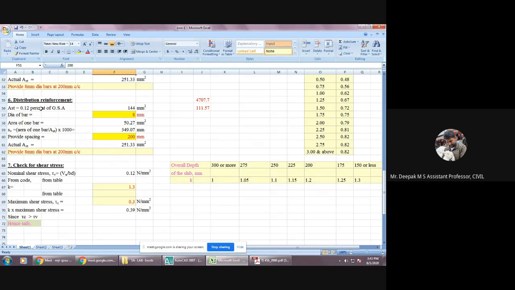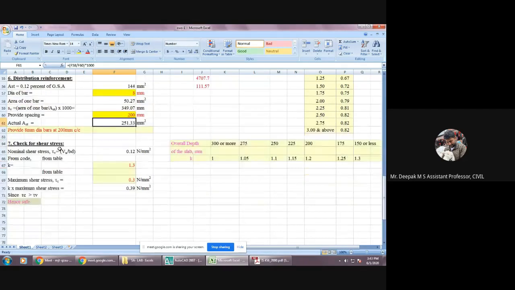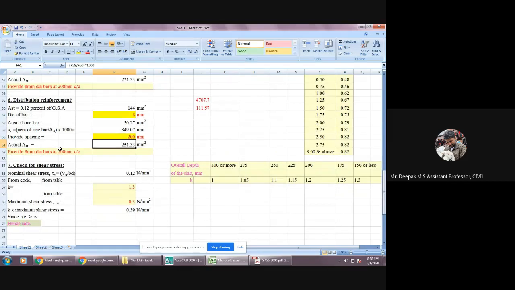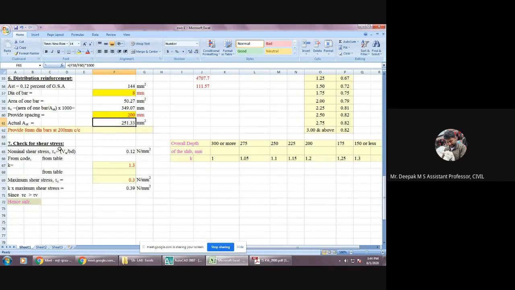Now, the distribution reinforcement should not be less than 0.12 percent of the gross section area. The code book gives the limit. So I'm assuming the distribution bar size also as 8 and I can get the area of the particular bar spacing required. I'm providing 200 spacing. I'm getting 251.33 square mm. So I am going to provide main reinforcement and distribution reinforcement with the same size of bars, that is 8 dia at 200 center to center, both in x direction and in y direction.